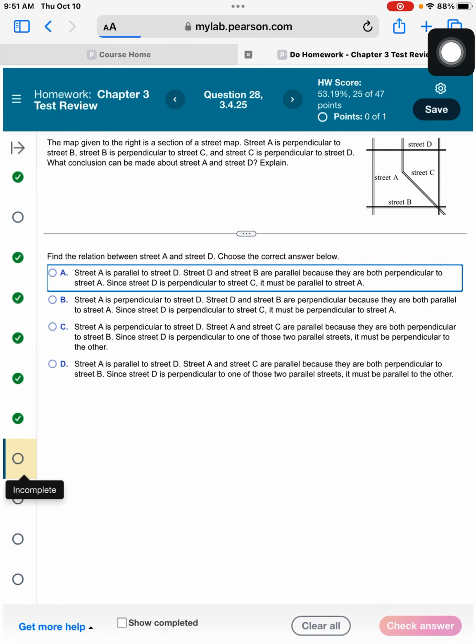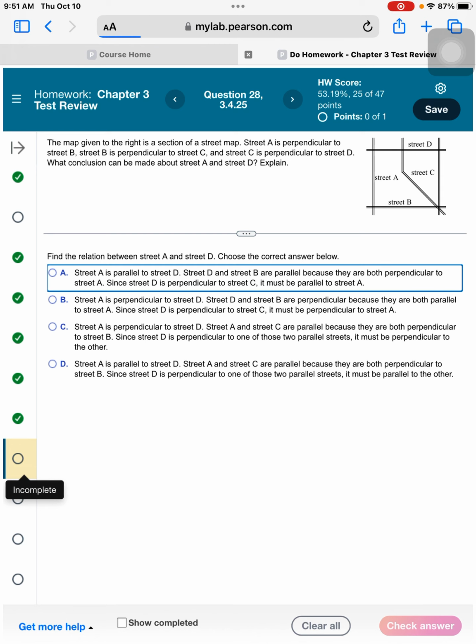The map given to the right is a section. Street A is perpendicular to B, okay? B is perpendicular to C, okay? And C is perpendicular to D. Oh, okay, so it's just a square, okay? What conclusion can be made about street A and street D? Wait, they also have to be perpendicular.